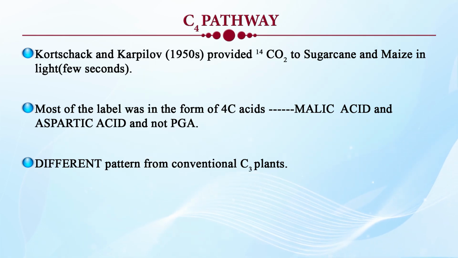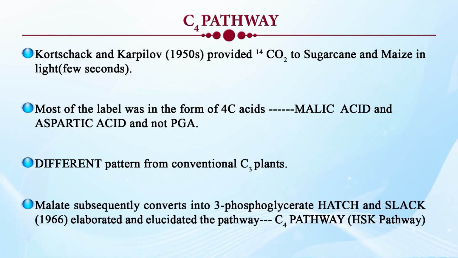So, that means they said there must be a different type of pathway operative in these monocots. Later the details were mopped up and found out by two young Australian scientists, Hatch and Slack, who elucidated the entire pathway, and therefore it is called the Hatch and Slack pathway, or more appropriately the Hatch, Slack and Korshak pathway, that is the HSK pathway.